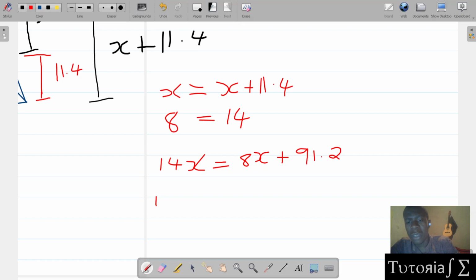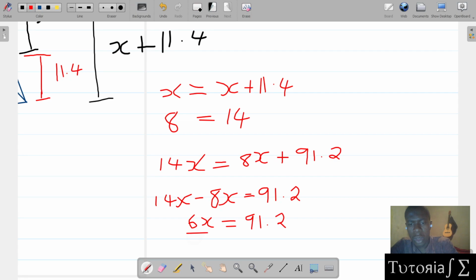We're going to have 14x minus 8x being equal to 91.2. Then here we're going to have, that is 14, that is 6x being equal to 91.2.